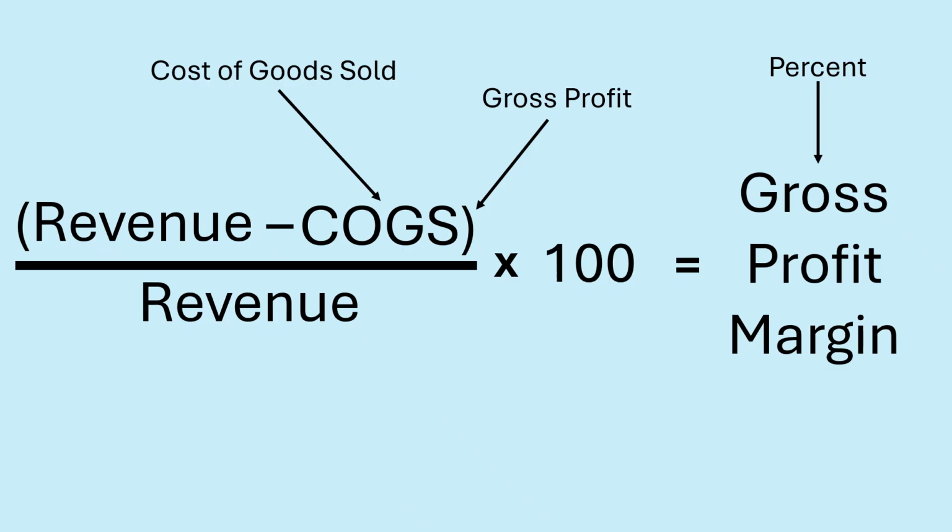Gross profit margin is found by subtracting cost of goods sold, referred to as COGS, from revenue and dividing that by revenue. Then you multiply the resulting number by 100 to turn it into a percent. In other words, divide gross profit, which is revenue subtracted by COGS, by revenue, and multiply by 100.